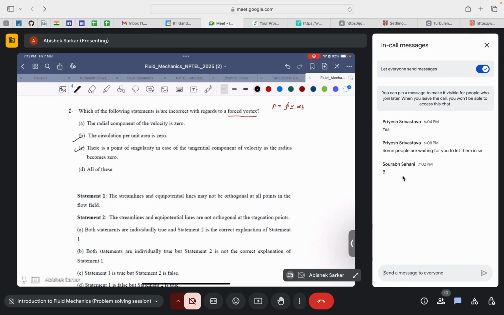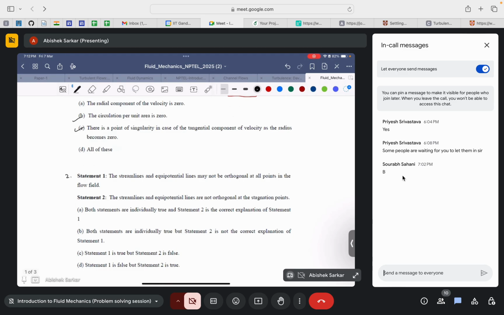So the second question is again a statement and assertion type question. The statements: the streamlines and equipotential lines may not be orthogonal at all points in the flow field. The streamlines and equipotential lines are not orthogonal at the stagnation points. So which of the following statements are correct?